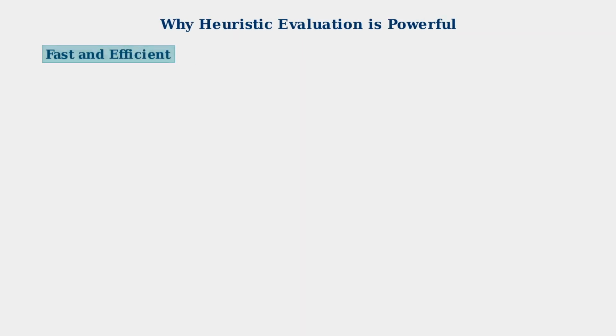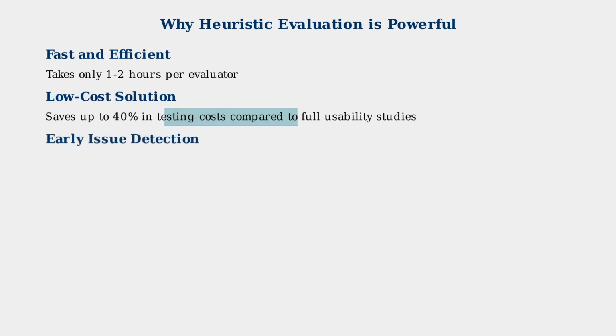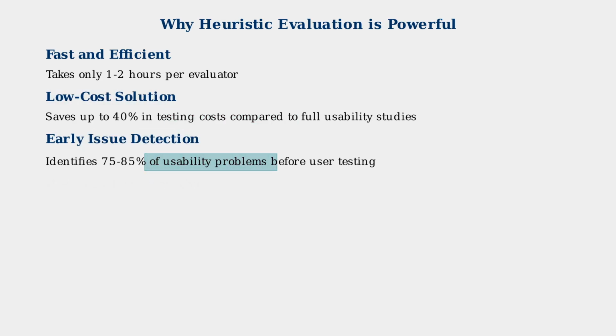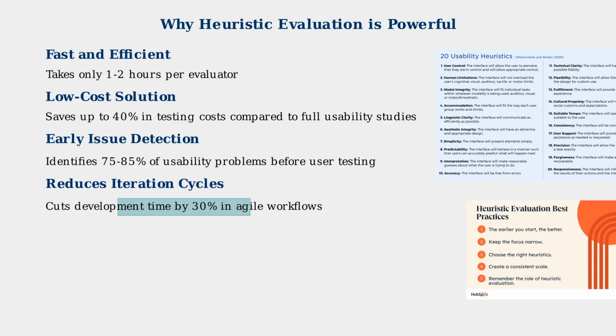Evaluation stands out as a powerful tool in UX design due to its speed, cost-effectiveness, and ability to catch usability issues early. Unlike comprehensive user testing that can take weeks and cost thousands, heuristic evaluation can be completed in just 1 to 2 hours per evaluator using Nielsen's 10 heuristics. This approach saves up to 40% in testing costs while still identifying 75 to 85% of major usability problems, allowing teams to fix issues before they reach users. In agile development environments, it reduces iteration cycles by 30%, making it an essential quick win for better user experiences.